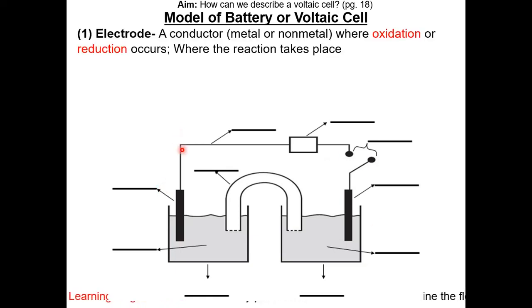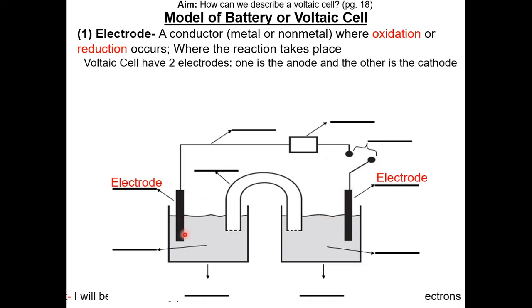Here's our model. The first part is an electrode, which is a conductor, metal or non-metal, where oxidation and reduction occurs. This is where the reaction takes place. In the diagram, these are the electrodes. There are two electrodes in a Voltaic cell. One of them is called the anode, and the other one is called the cathode. The anode is where oxidation occurs, and the cathode is where reduction occurs.